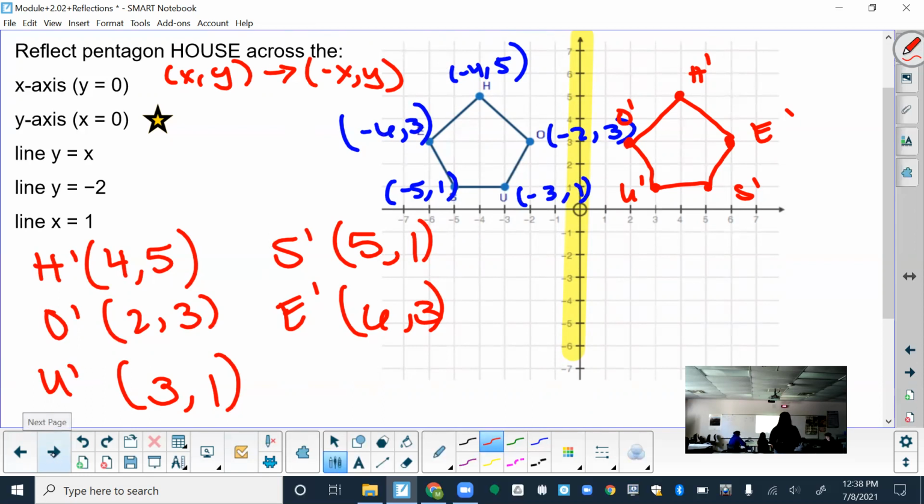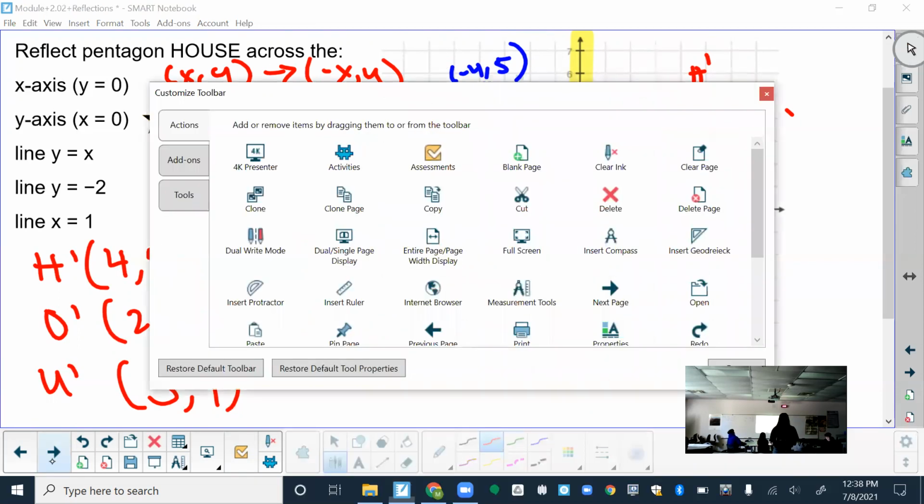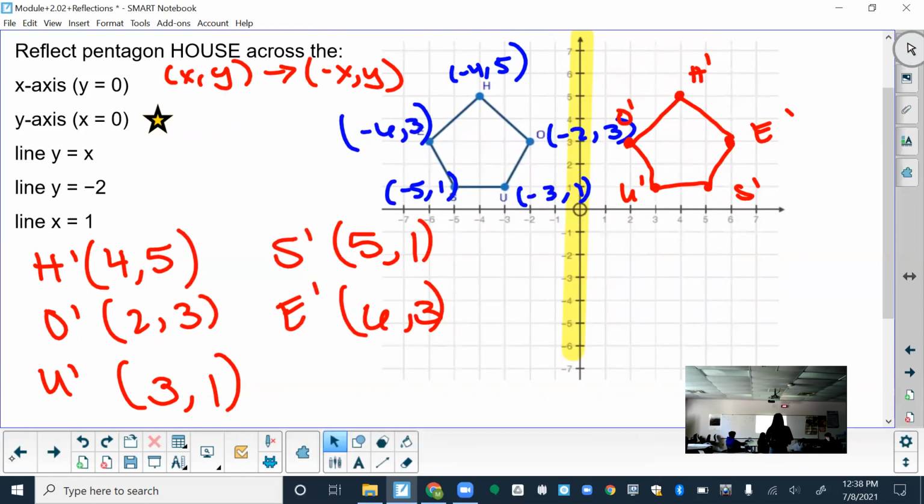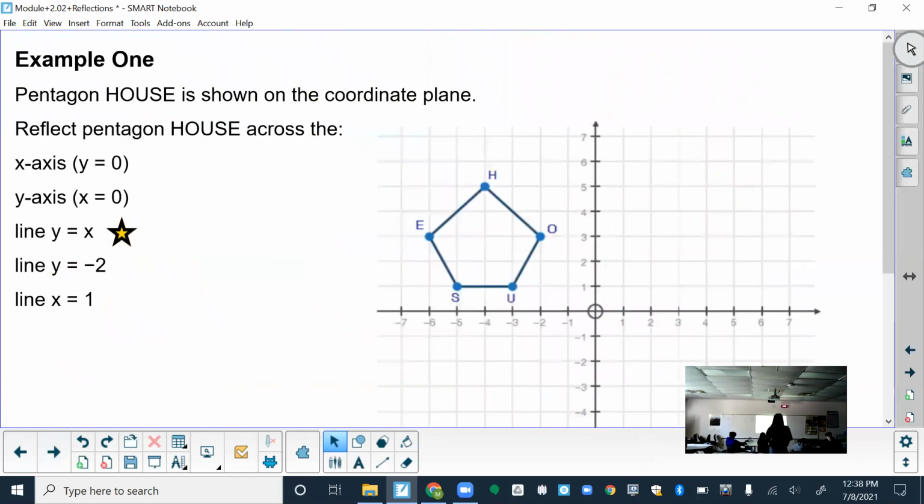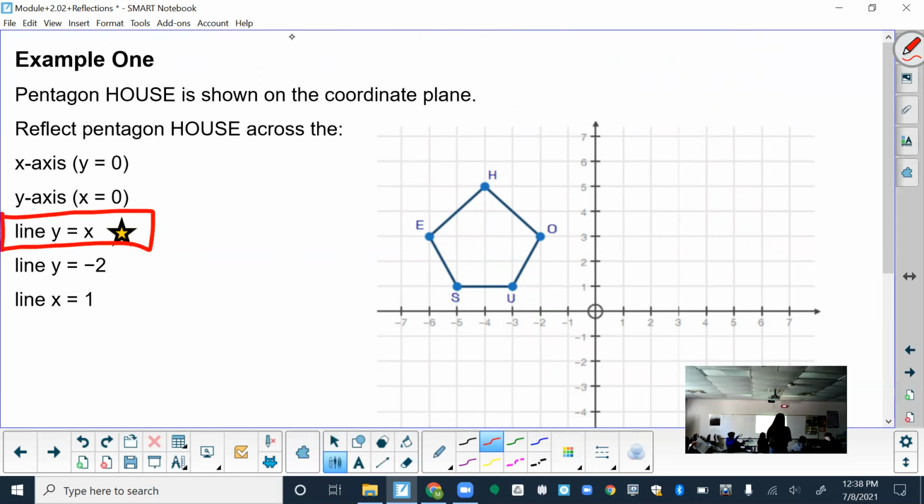All right, y equals x is the next one. So that one, does it have a specific rule? It does have a rule. And that rule is that we just switch the order on that one. All right, so this one has a specific rule.